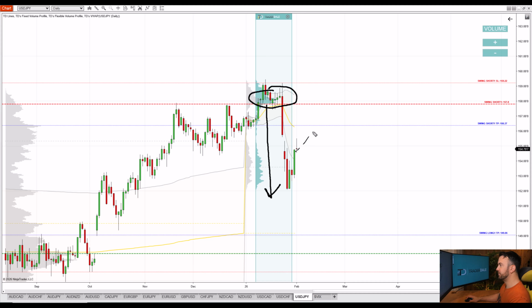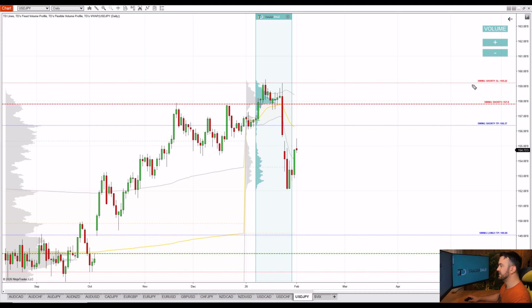Now, if there is a pullback, then I think that there'll be a reaction from this level, which is the beginning of this heavy volume zone. The level itself is at 157.8, and when there's the pullback, I expect a reaction like this.